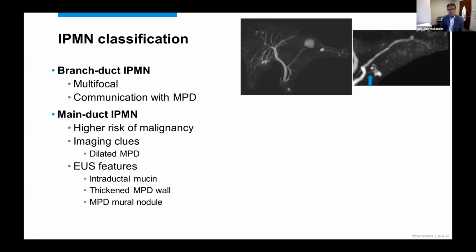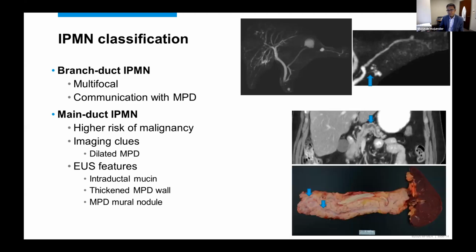In main duct IPMN, it's important to recognize that these patients are at a higher risk of malignancy. So any features of main duct involvement should be a cause for increased attention. And some imaging clues that are helpful in identifying main duct involvement include a dilated main pancreatic duct, the presence of intraductal mucin, thickened main pancreatic duct wall, and the presence of mural nodules.